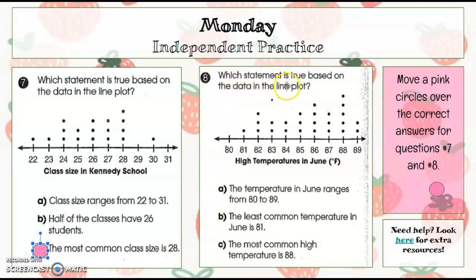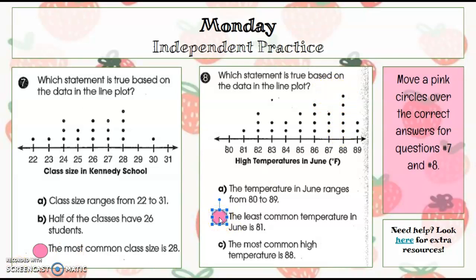Number 8 reads, which statement is true based on the data plot? Again, A, the temperature ranges from 80 to 89. Well, I know that's incorrect because it only ranges from 81 to 89. B, the least common temperature is 81. That is true because it is the lowest number. Let's just check C again to make sure that answer isn't better. The most common high temperature is 88. And that is true as well.